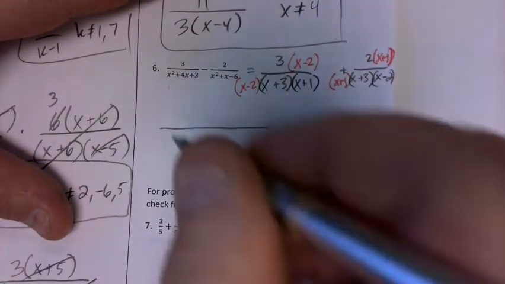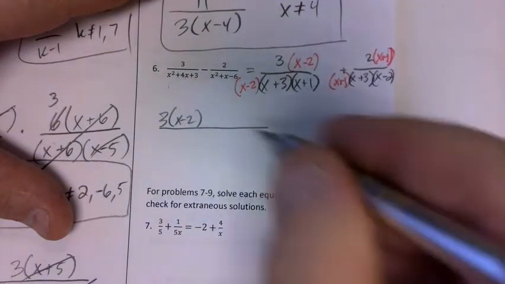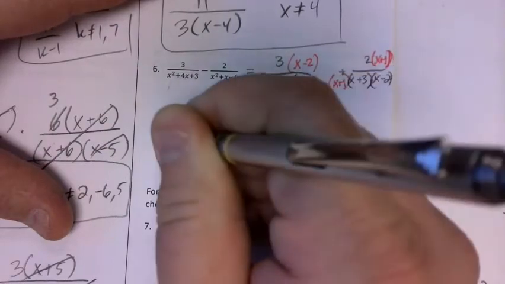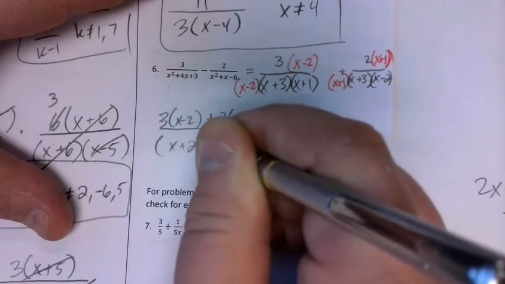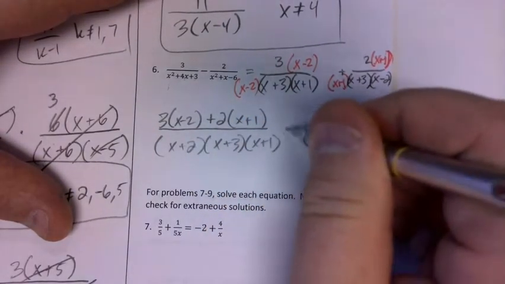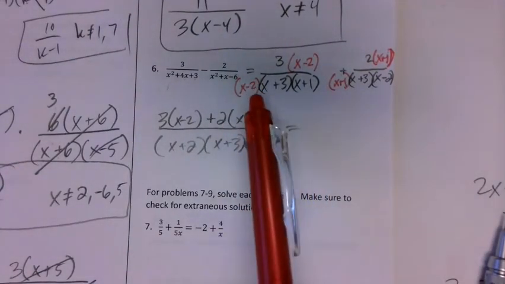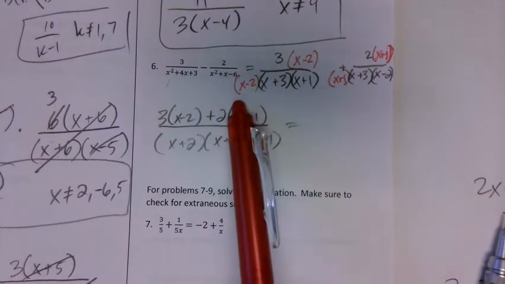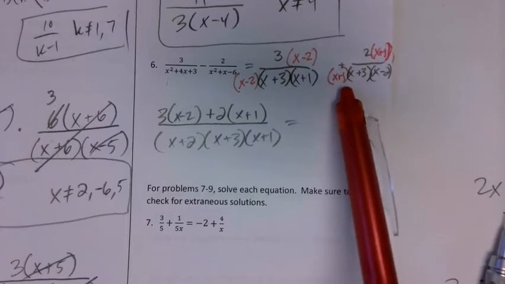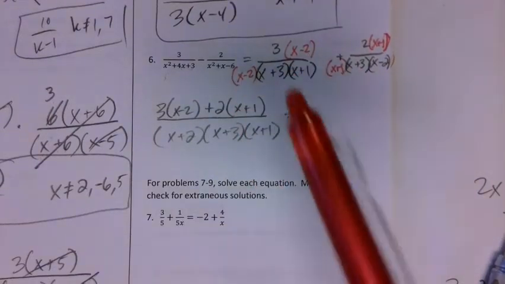On the top, I've got 3 times x minus 2 plus 2 times x plus 1, and it's all over x plus 2 times x plus 3 times x plus 1. Good. So that's how I find the common denominator. Consider the denominators factor by factor, and whatever factors are missing from one, multiply by the other. This one was missing an x plus 1, so multiply it over here. This one was missing an x minus 2, so I multiplied there.